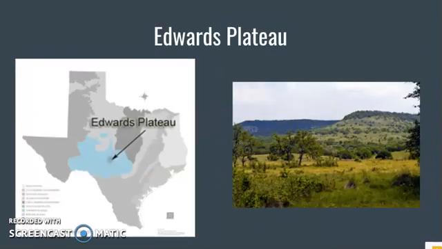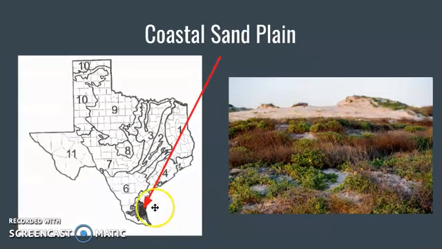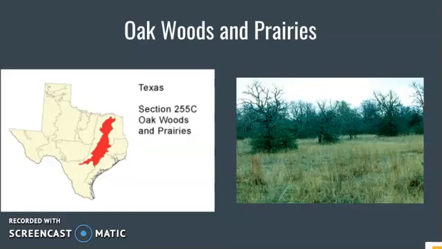The Edwards Plateau, okay, this is typically what you think of as your Hill Country, is what they call Edwards Plateau. It's got a lot of hills because it's basically a plateau. It's a raised land. We've got our coastal sand plain. It's down here in South Texas. Lots of sandy areas that are really plain. Oak woods and prairies. This section right here, some people call this the Cross Timbers ecoregion. It's categorized by, like it says, oak trees, okay, and it's got some prairies in it as well.